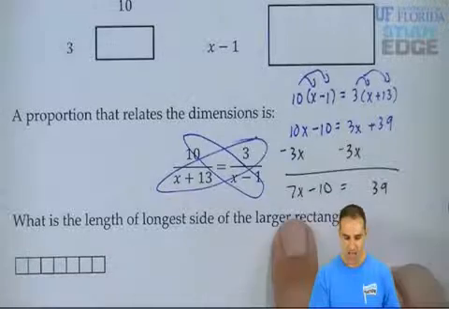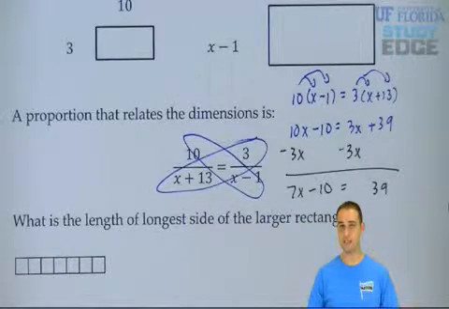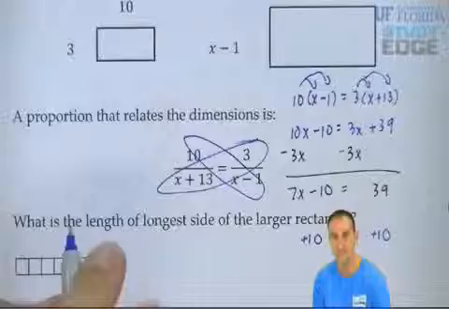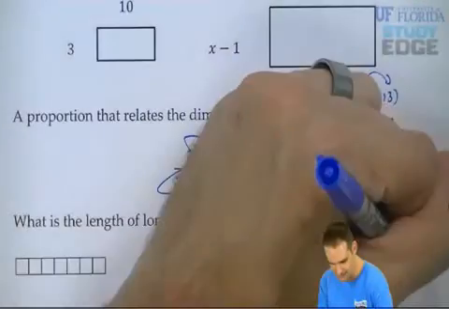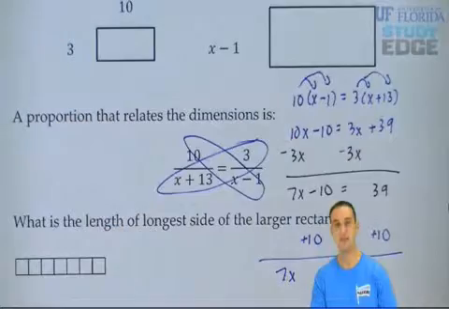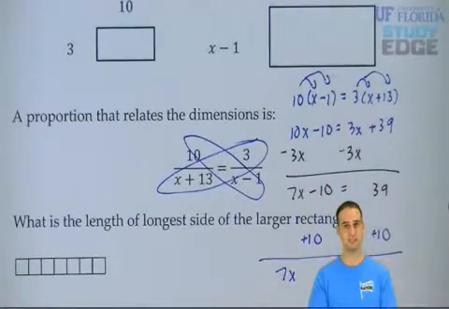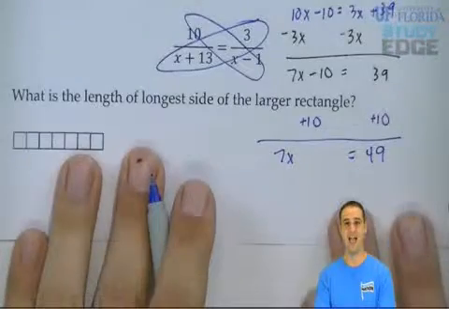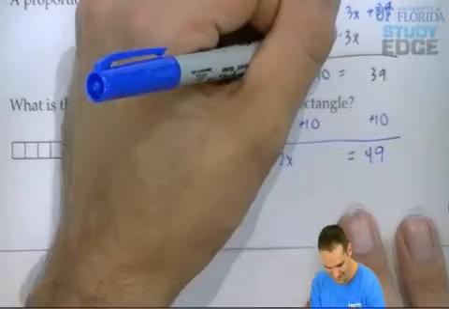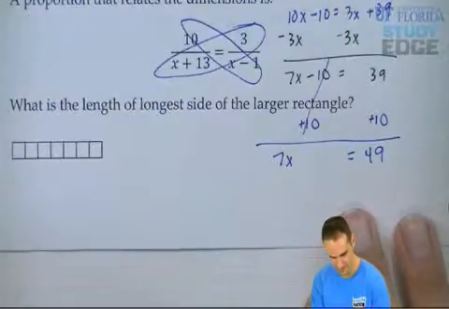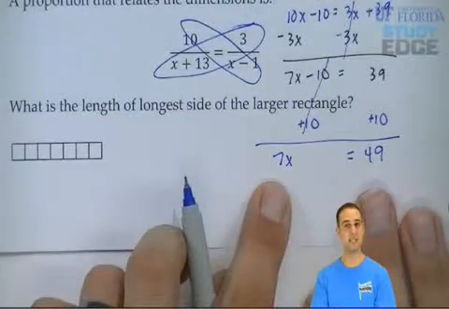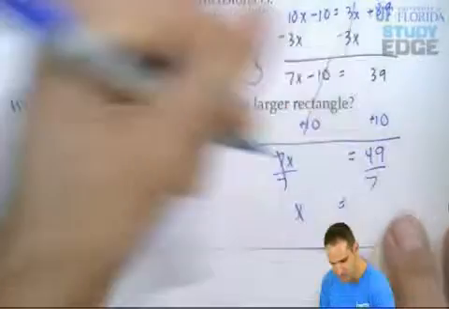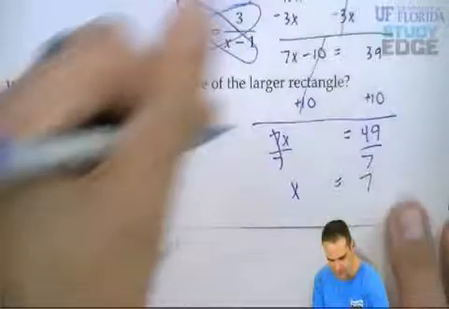Next up, I want to get my constants over to the right, so the inverse of subtracting 10 would be adding 10 to both sides. So if I add 10 to both sides, I get 7x. Negative 10 plus 10 is 0, that simplifies, equals 49. There we go. Lastly, 7 times x, the inverse of multiplying would be dividing both sides by 7. 49 divided by 7 is equal to 7, so x equals 7.